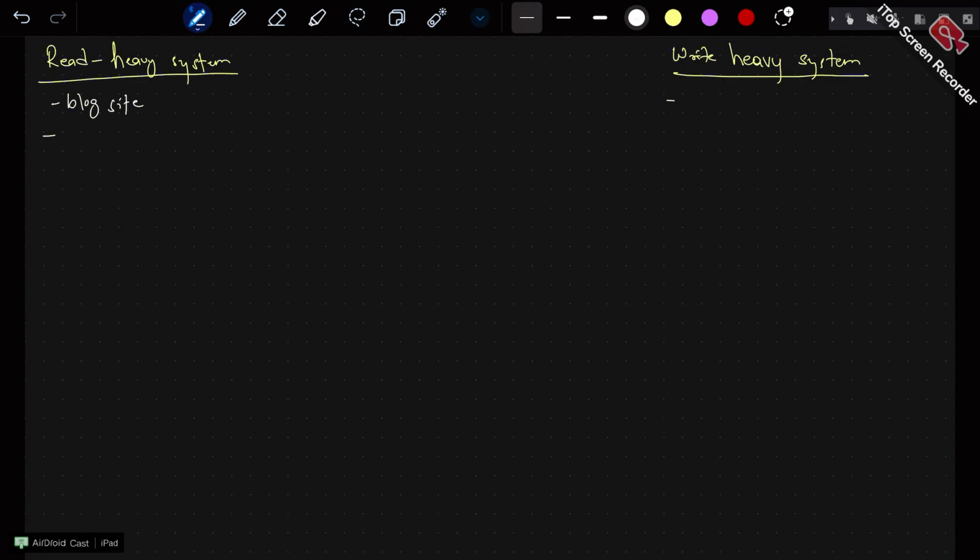So a read heavy system you can think of in a Big Billion Day, for example, with a number of users. A particular product price has gone down, so many users would be trying to place an order, right? Those are write heavy systems. Whenever we are placing an order, those will be write heavy systems. When will it be a write heavy system?